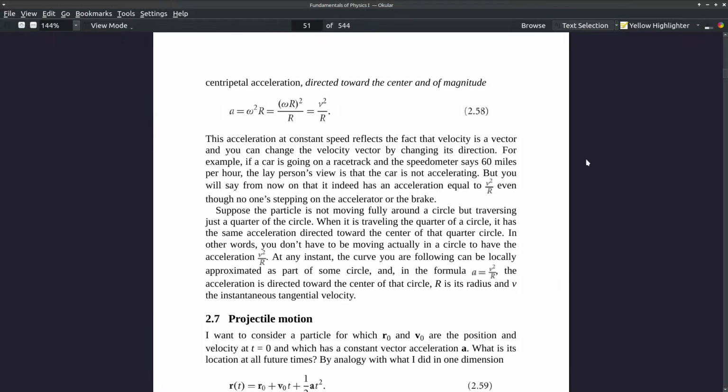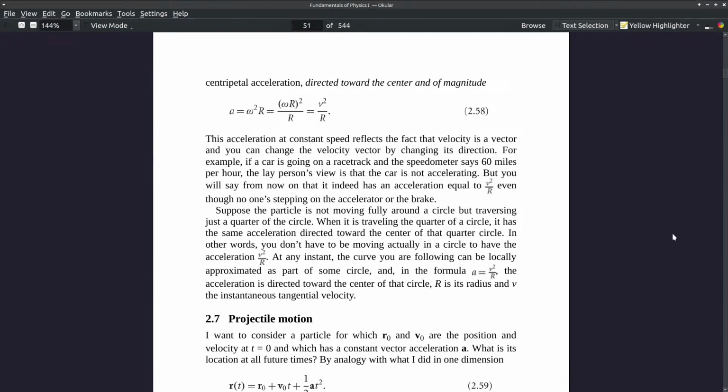This acceleration at constant speed reflects the fact that velocity is a vector, and you can change the velocity vector by changing its direction. For example, if a car is going on a racetrack and the speedometer says 60 miles per hour, the layperson's view is that the car is not accelerating. But you will say from now on that it indeed has an acceleration equal to v squared over r, even though no one's stepping on the accelerator or the brake.